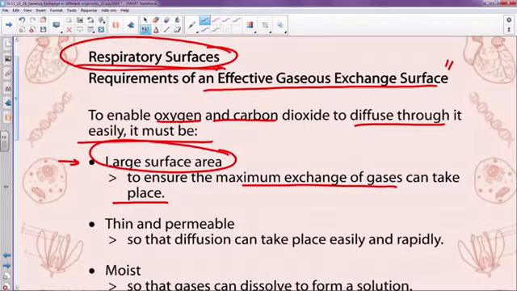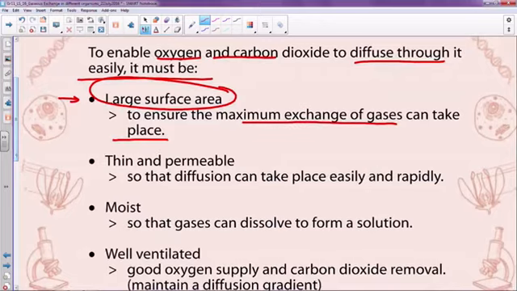And hence, in order for the exchange of gases to be efficient, you need to have a maximum surface area so that the process of gas exchange can be enhanced and maximized. So it needs to have a large surface area. The second requirement is that the membrane needs to be thin and permeable.